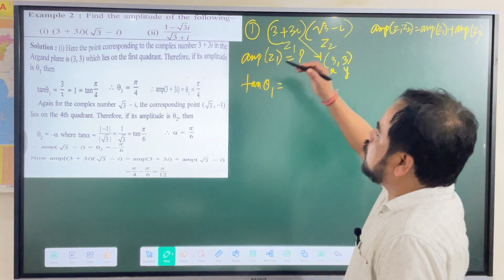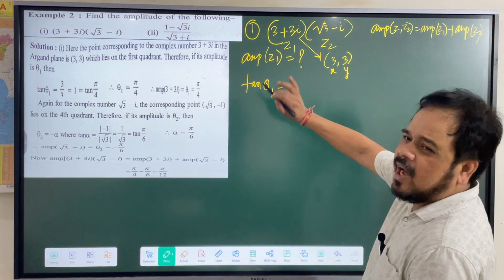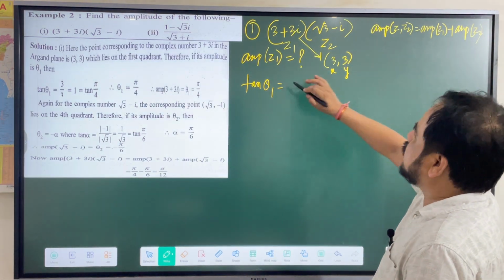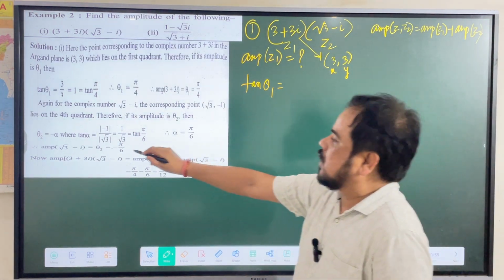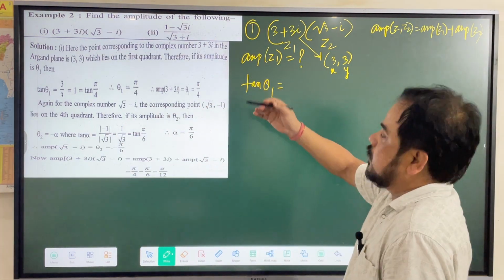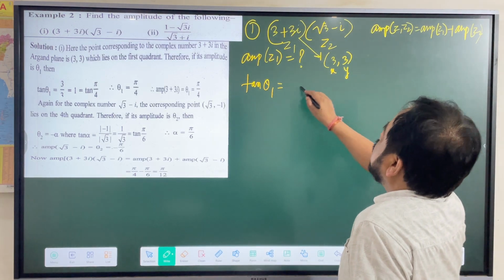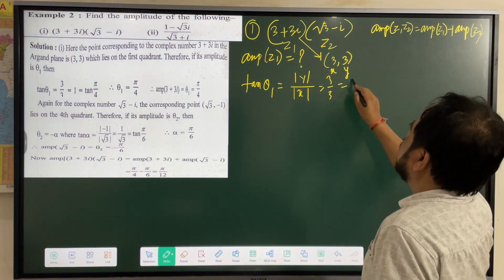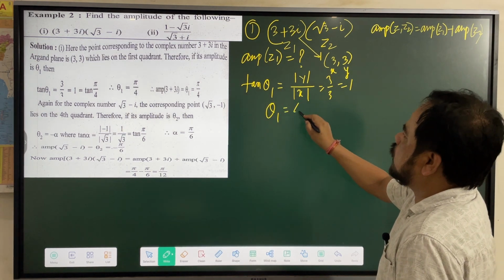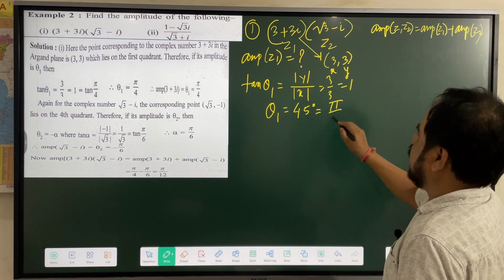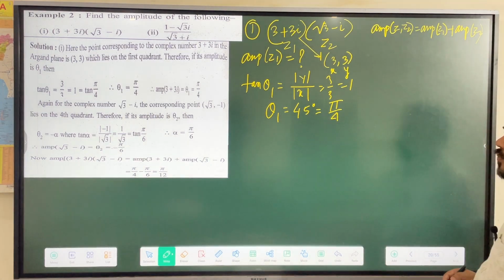Theta 1 is equal to alpha here, because both are positive, so no problem. When both numbers are positive, in the first quadrant, theta and alpha are the same thing, but in the second one theta is equal to minus alpha, because here it is different and here it is the same. So modulus of y by modulus of x, 3 by 3, this is 1, so theta 1 is equal to 45 degree or pi by 4 we can write.